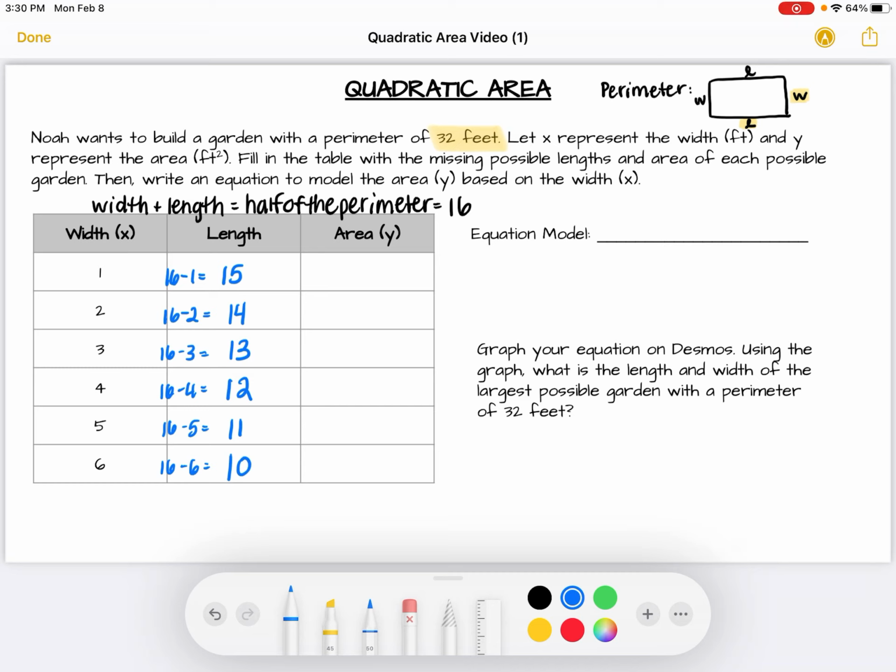Now to get to my area, I'm going to multiply my width times my length. So area is always width times length.